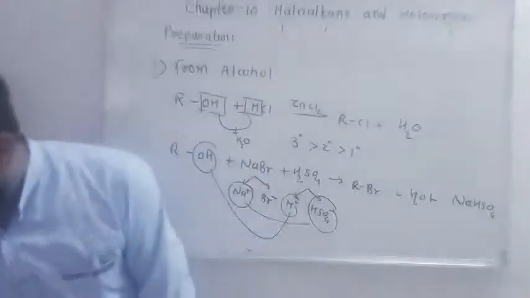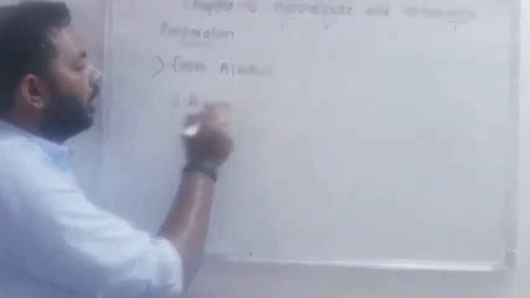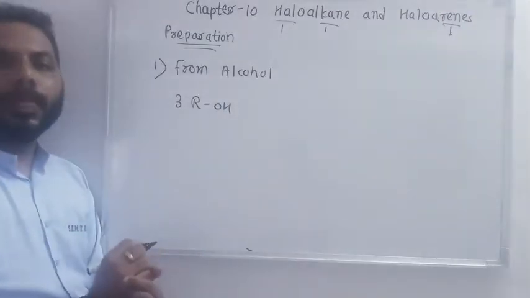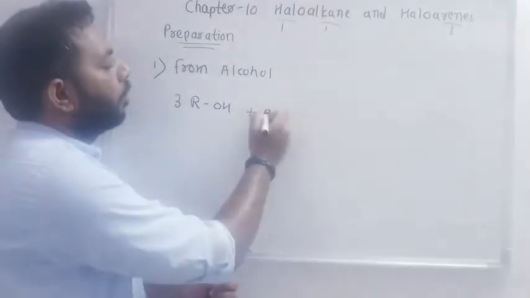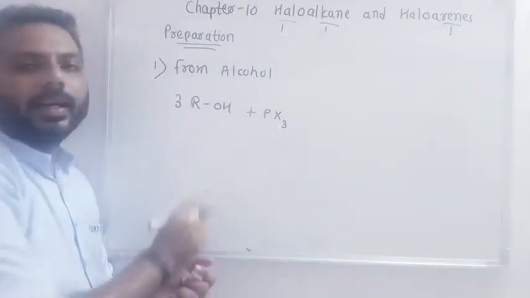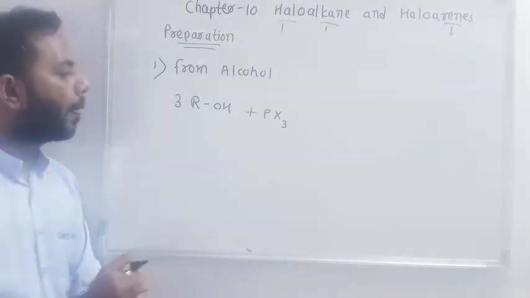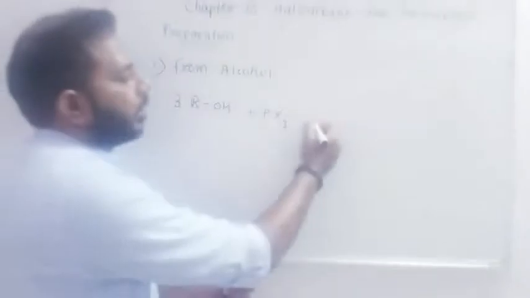Third reaction: alcohol reacts with phosphorus trihalide. So 3ROH, here we are taking 3 moles of alcohol. It will react with phosphorus trihalide. We have written PX3, which means phosphorus trihalide. X can be any halogen, it can be chlorine, it can be bromine, or anything. Now, how will the reaction take place?